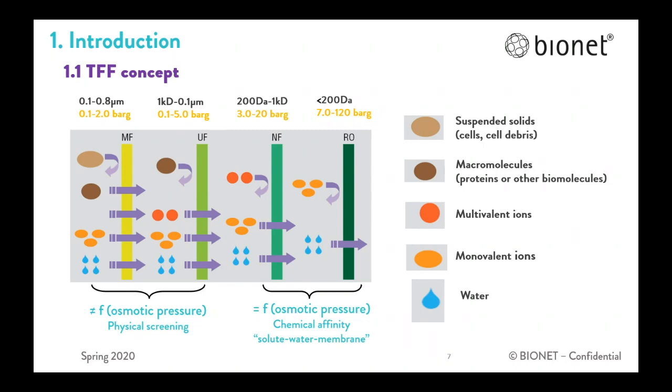Nanofiltration, with pore sizes down to 200 Dalton, allows retaining even multivalent ions after applying up to 20 bar. Finally, reverse osmosis, which only allows the passage of water, and pressures up to 120 bar have been reported. MF and UF are based on physical screening, while NF and RO are also affected by the osmotic pressure of the media, the solute-water-membrane interaction acquiring importance.